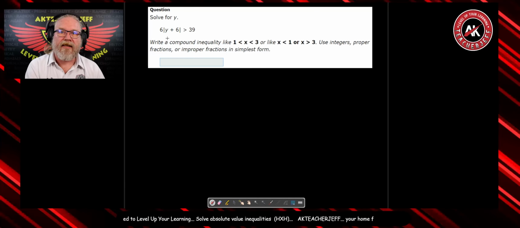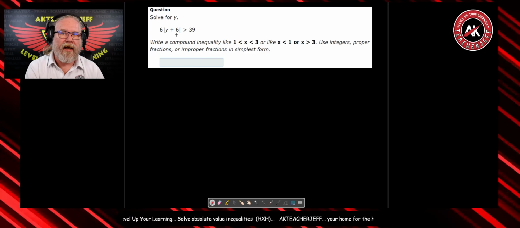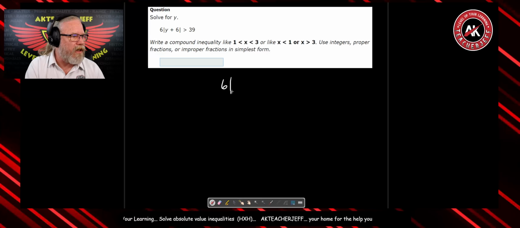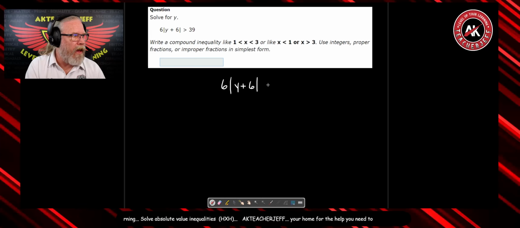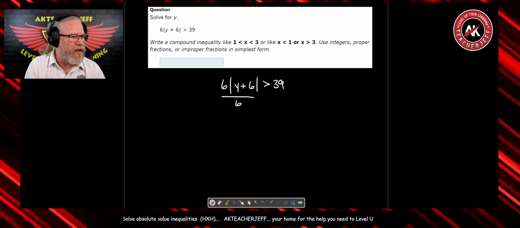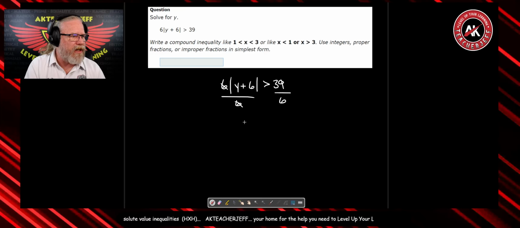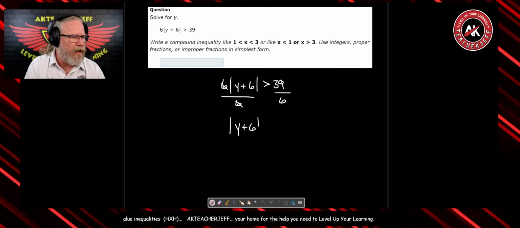Here we have that 6 is tied to that absolute value of y plus 6. So we're going to have to go ahead and isolate that. So let's go ahead and do a rewrite. 6 times the absolute value of y plus 6, and this is supposed to be greater than 39. So let's divide by 6. This might be a fraction, right? 6's cancel each other, leaving me with the absolute value of y plus 6.